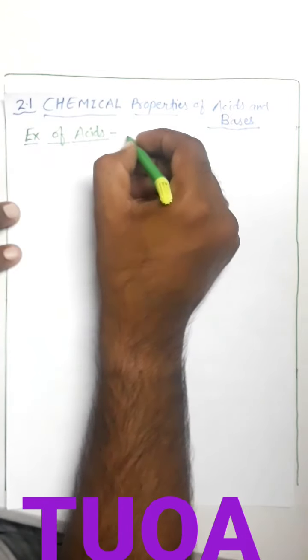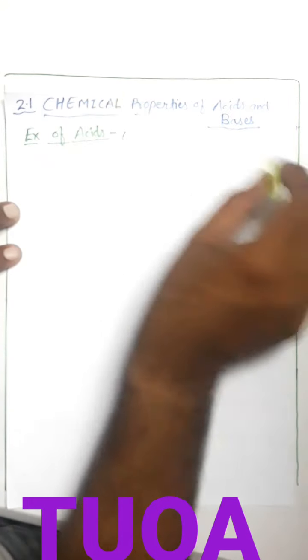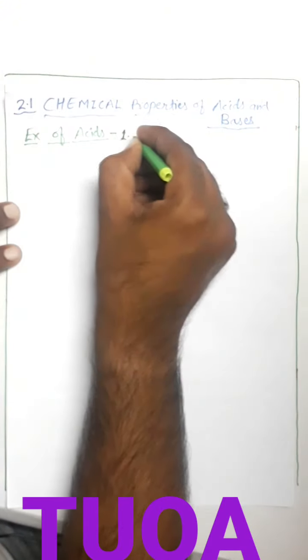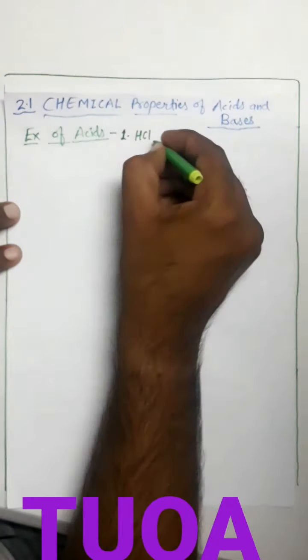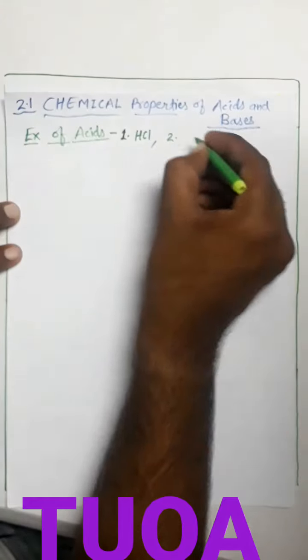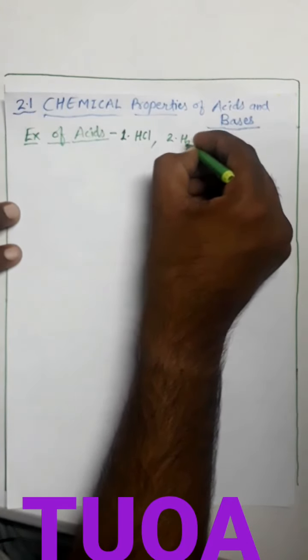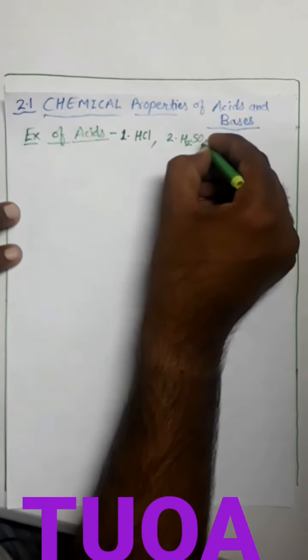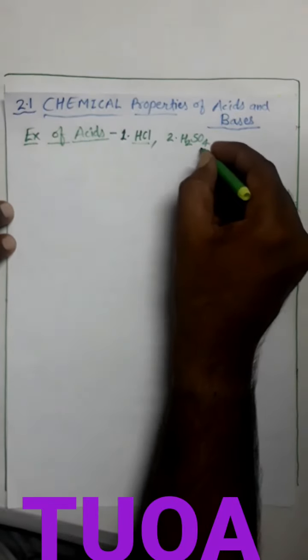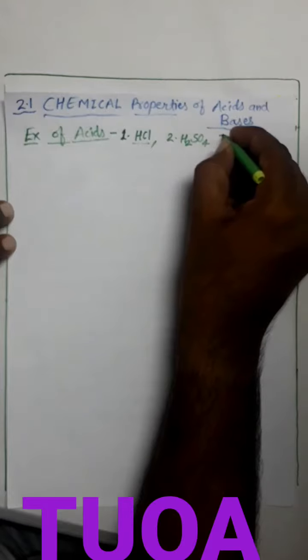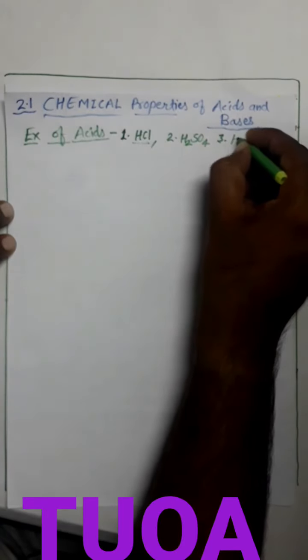The very first example is hydrochloric acid. I am writing only the chemical formula, HCl, hydrochloric acid. Second one is sulfuric acid, formula is H2SO4. Third, nitric acid, formula is HNO3.